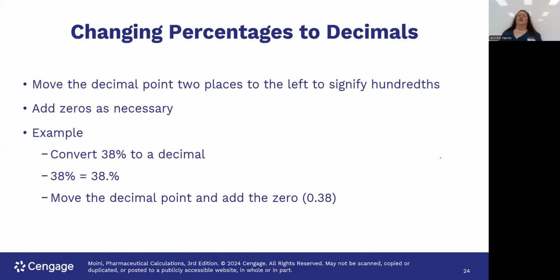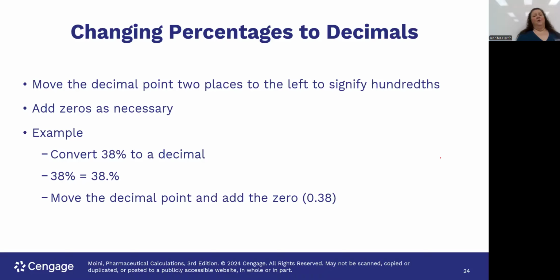So changing a percentage to a decimal. If we are starting with a percentage and you need a decimal, you are simply going to move the decimal point 2 places to the left to signify that that number is now in the hundredths place. And we would add any zeros as necessary.